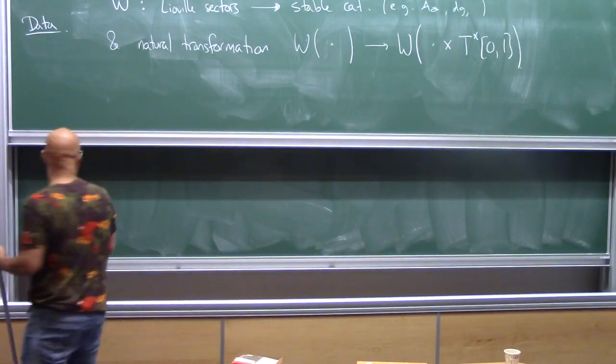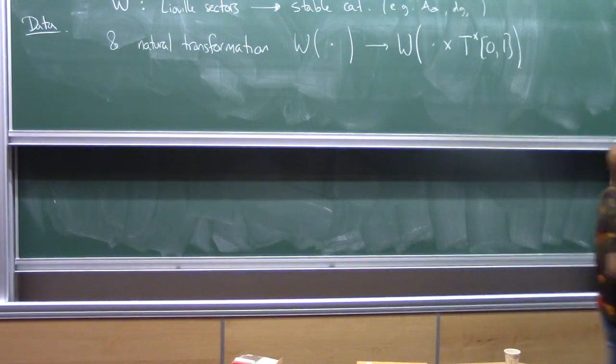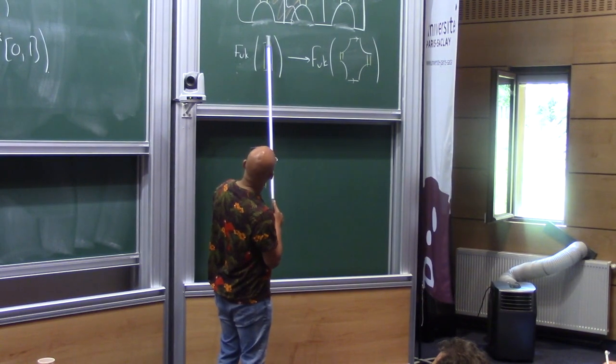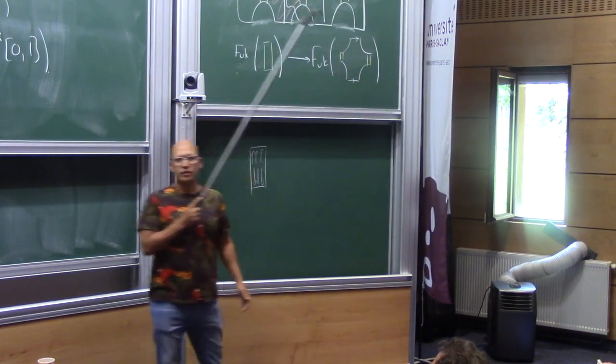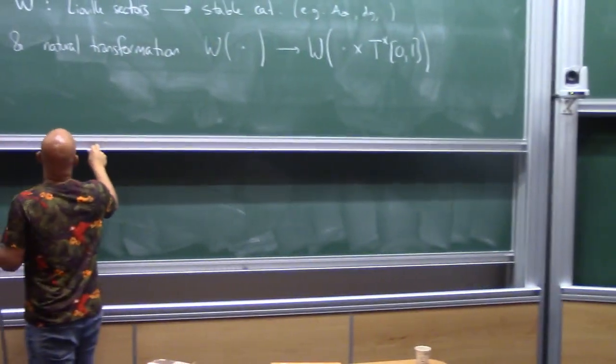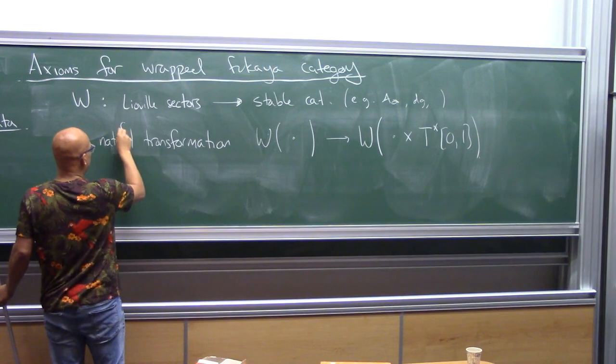Maybe I should remind you. So now, inclusion of Liouville sectors. It's an inclusion of the symplectic manifolds, which is proper in the topological sense, carrying the infinite boundary to the infinite boundary. And rather than write it in the axioms, I'll just demand already that this is fully faithful.